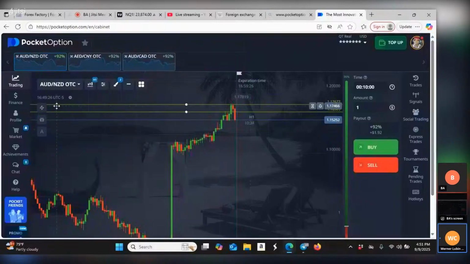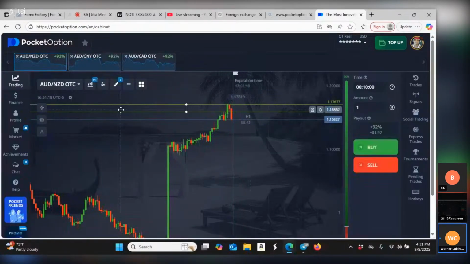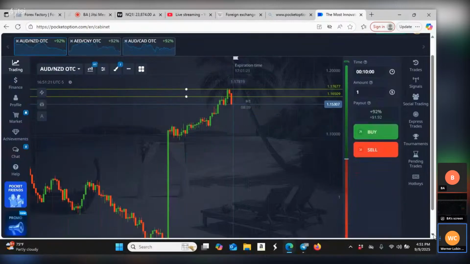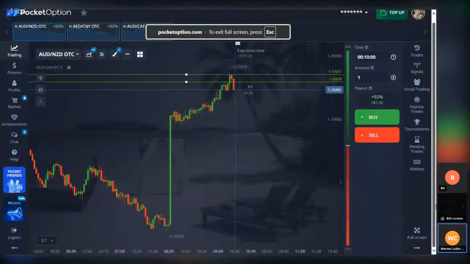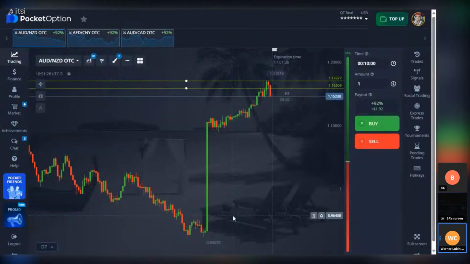For the AUD NZD, when the market opened at 8 o'clock, it started to slowly uptrend, and then it hit that price level 117. Did you already map out your resistance level there the day prior, or was that a new resistance level that it met?